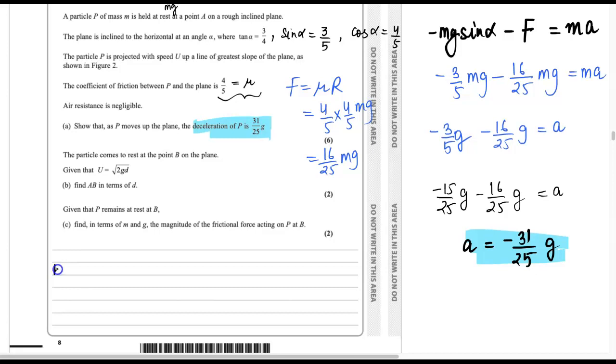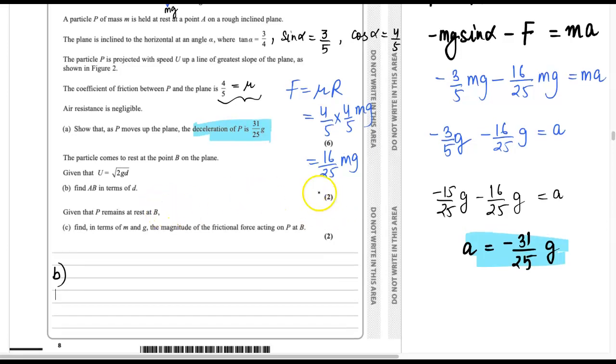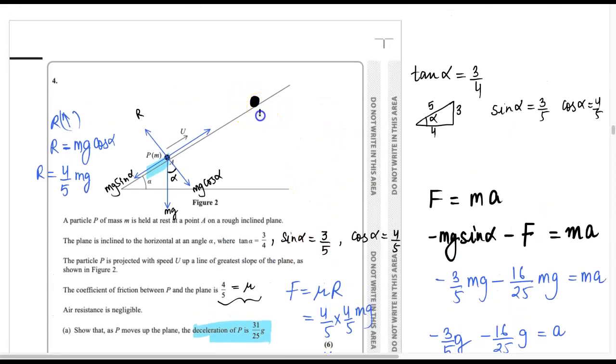Now for the B part, what we need to do: find the particle comes to rest at point B on the plane. Say for example, it reaches here and this is point B. At point B, it comes to rest. See, it is the slope. But if it is coming to rest, that means there is a greater frictional force acting. I mean, the force of friction is very strong.